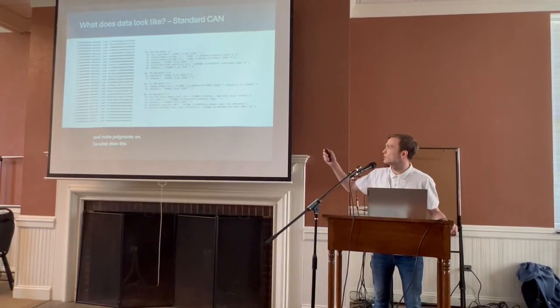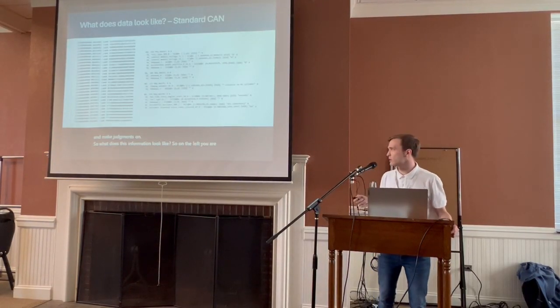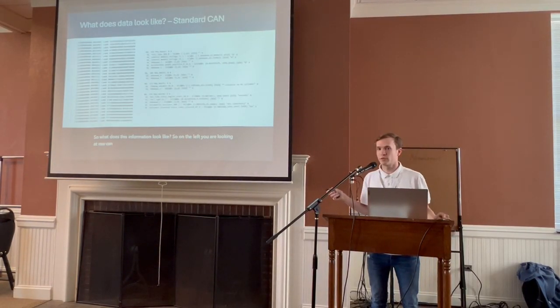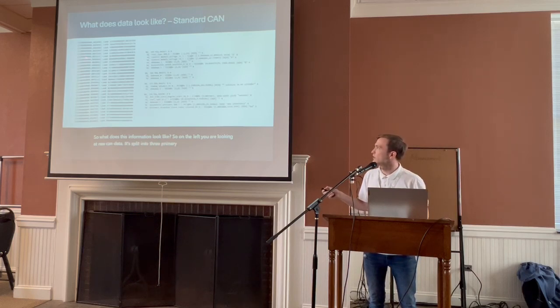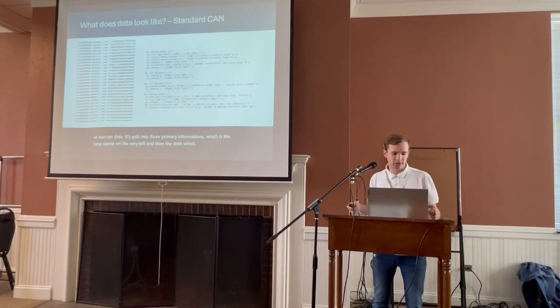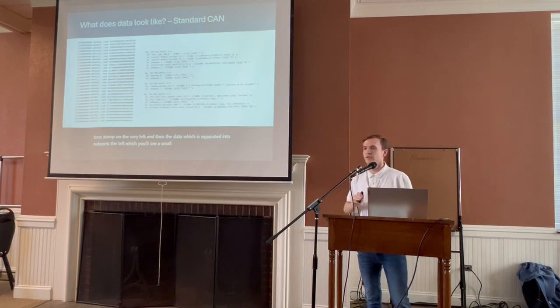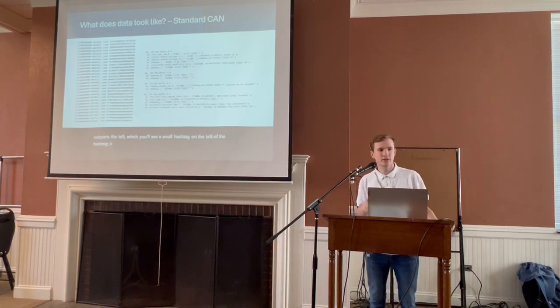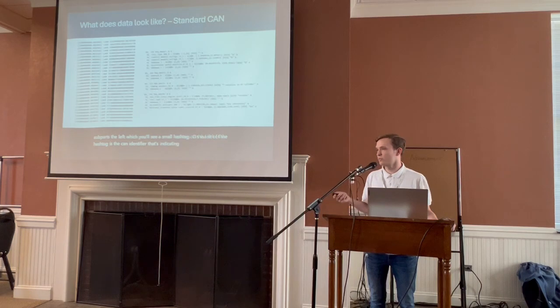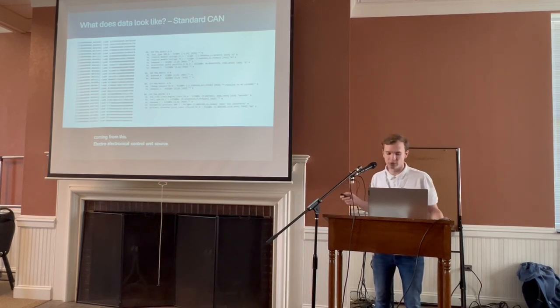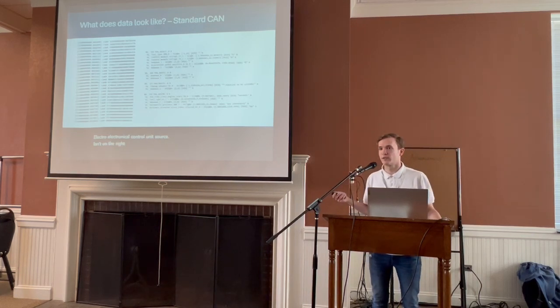Information look like? So on the left, you are looking at raw CAN data. It's split into three primary pieces of information, which is the timestamp on the very left, and then the data, which is separated into two subparts. On the left, you'll see a small hashtag. On the left of the hashtag is the CAN identifier. That's indicating that this message is coming from this electronic control unit source. And then on the right is all of that data information.